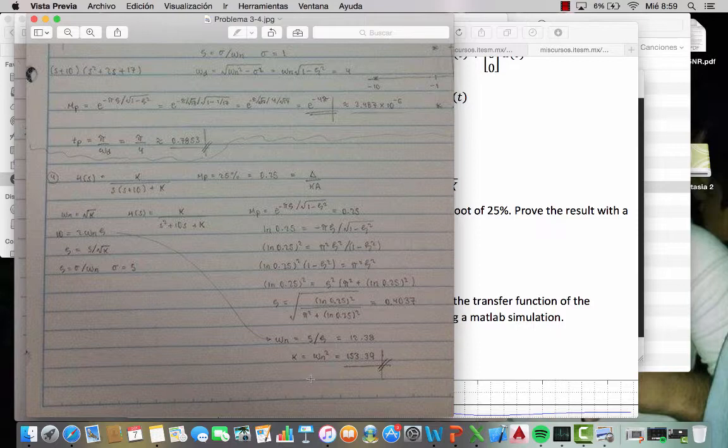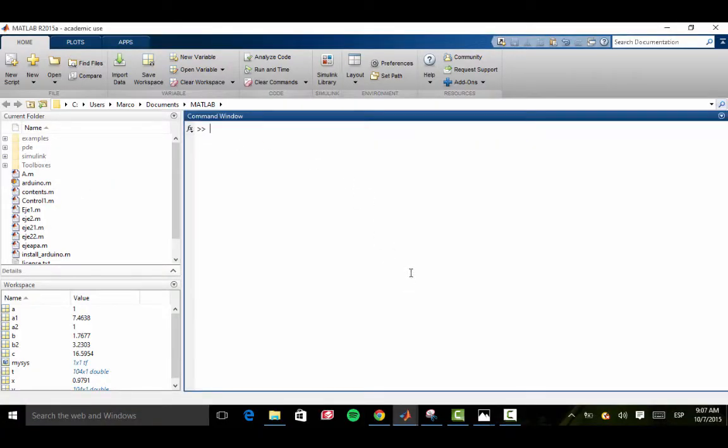After we got omega n, we calculate k. So k is equal to omega n squared. We square this value, and for k we got a value of 153.39. So the answer of this problem is this one. Well, we pass to the MATLAB simulation. The first step is to calculate the coefficients.